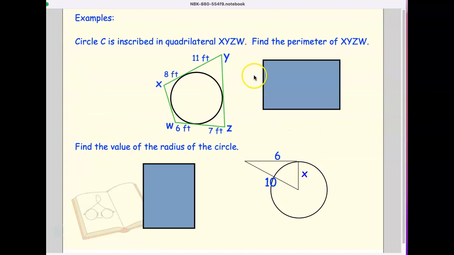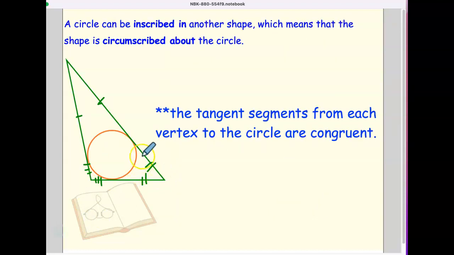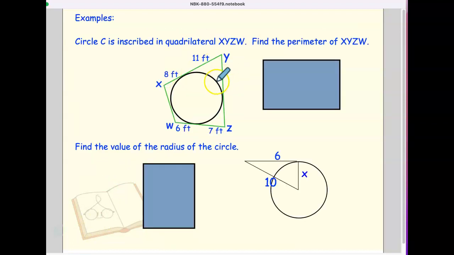So what will that look like in a problem? Well, you're going to get a problem like this, where it'll say circle C is inscribed, so it's inside the polygon, and they want you to find the perimeter of that. Okay, I'm going to give you some of the values, but I'm not going to give you all of them. So you have to use what we just did on the last page, where we noticed that these distances are the same, to find our missing values.